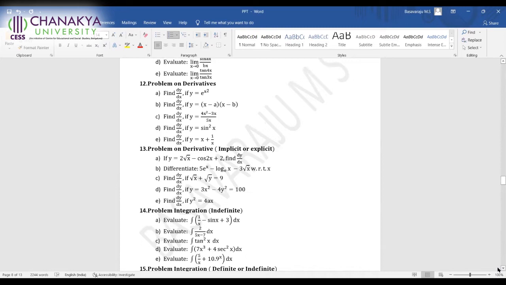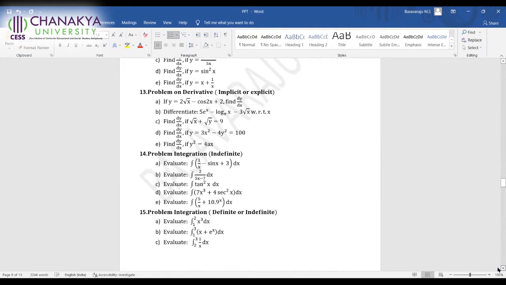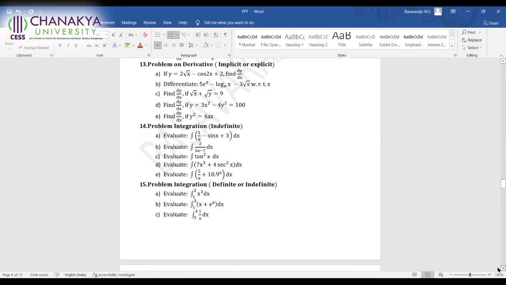The 14th and 15th questions are based on the integration part. Here also, just remember the normal simple integration terms. Be thorough with all the formulas. Just calculate the integration by applying the normal formulas, and you can easily score another 1 mark. These 15 questions are based on your 1 marker.